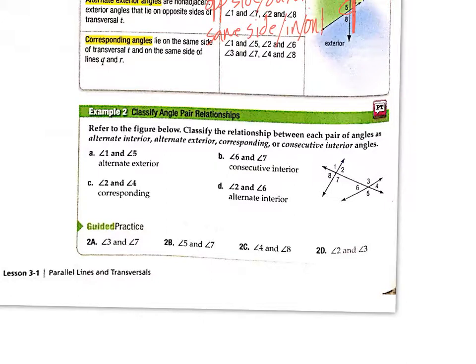So let's look at some guided practice down here. It says name angles 3 and 7. They're on opposite sides and both inside, so those are called alternate interior. Alternate means to alternate, go back and forth, so you go from one side to the other side. Let's do one more here. Let's do number 2C, 4 and 8. They're both outside, makes them exterior. They're on the opposite side, so alternate exterior.